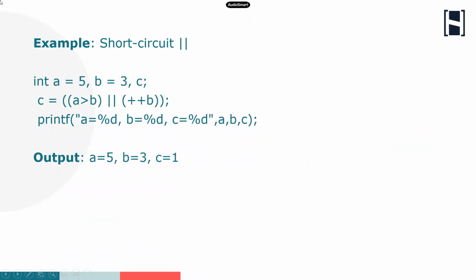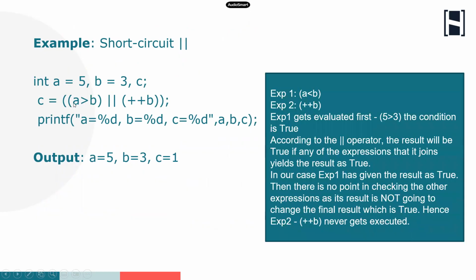Same values as what I have given, but just see what is the condition I'm saying. I am saying A greater than B or plus plus B. So again, condition 1, A greater than B. Condition 2, plus plus B. So now, what is the value of A? 5. What is the value of B? 3. So 5 greater than 3. Condition is true. So the first condition itself is true.